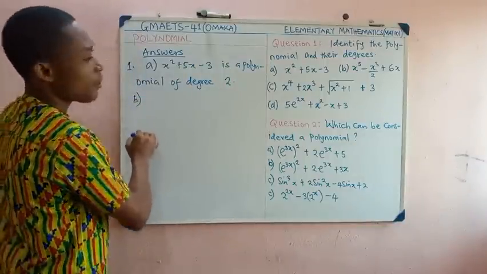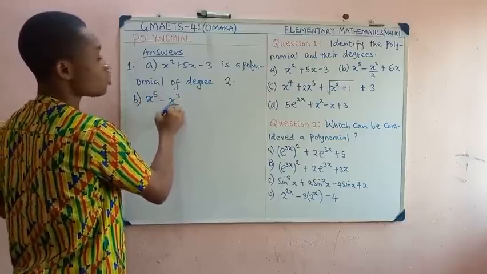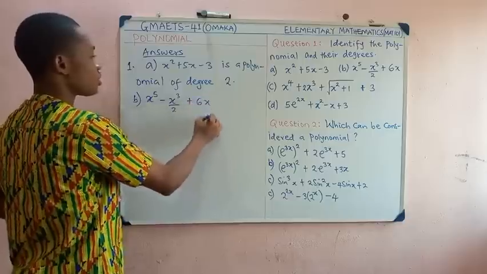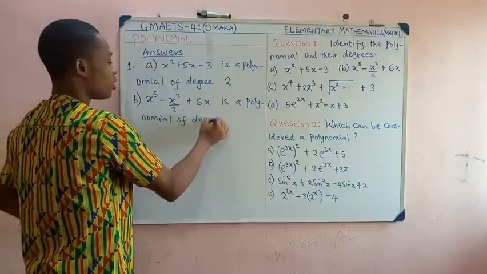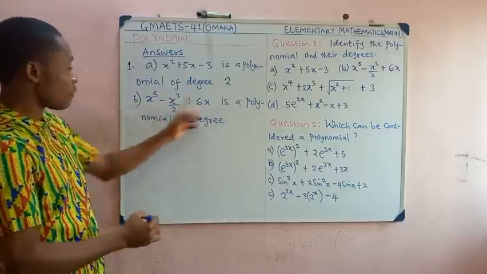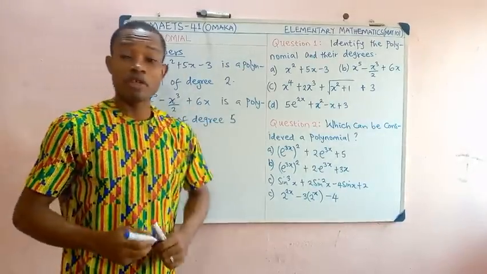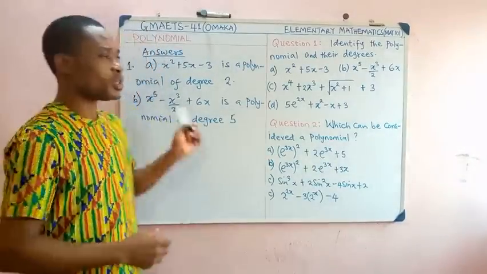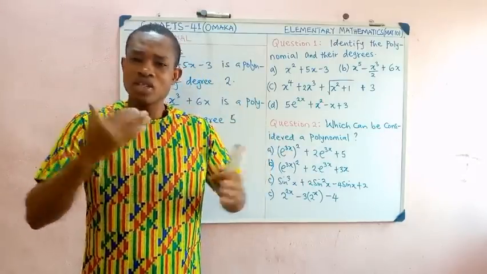So b, x raised to the power 5, then minus x raised to the power 3 divided by 2, then plus 6x, is a polynomial of degree. The highest power of x here is 5, so it's of degree 5. This is a polynomial of degree 5. Why is this actually a polynomial? For you to define it, simply go and check the powers. Is that okay? Check the powers.